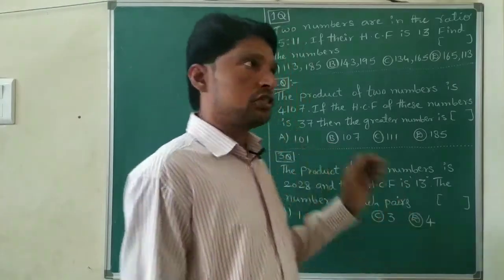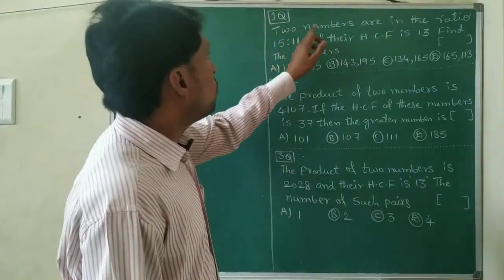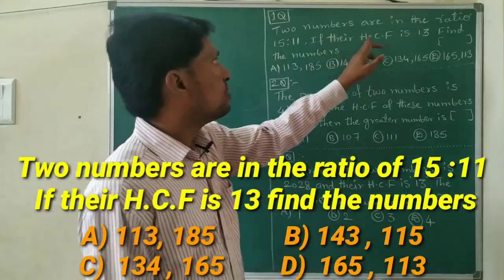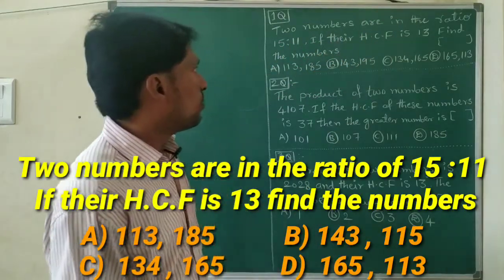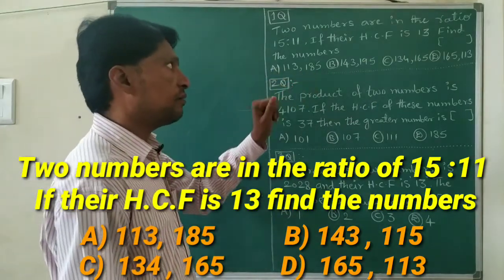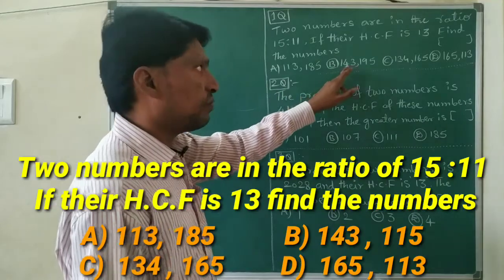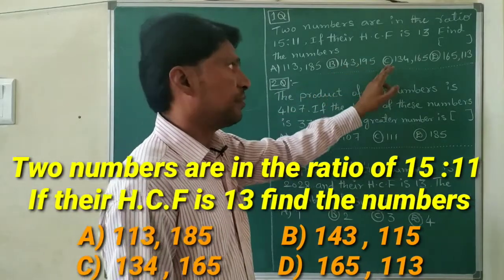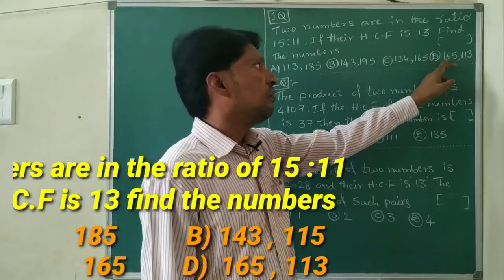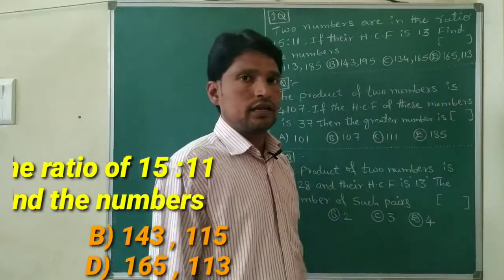Let us see question number 1. Two numbers are in the ratio 15:11. If their HCF is 13, find the numbers. Options are A 113, 185, B 143, 195, C 134, 165, D 165, 113.